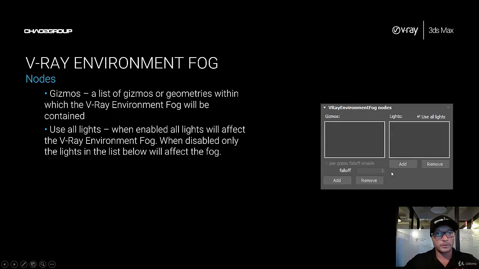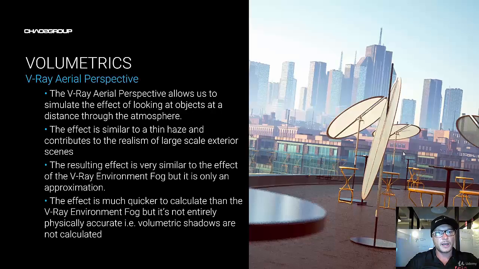And here we can add gizmos and lights in order to specify what we want to control. Gizmos is a list of gizmos or geometries within which the V-Ray environment fog will be contained. So we can limit our V-Ray fog within a gizmo: everything within the box, we can say just work in that area. Use all lights, this parameter right here: when enabled, all the lights will affect the V-Ray environment fog. When disabled, only lights in the list below will affect the fog. So here we can click add and add certain lights that we want this fog to be affected by.